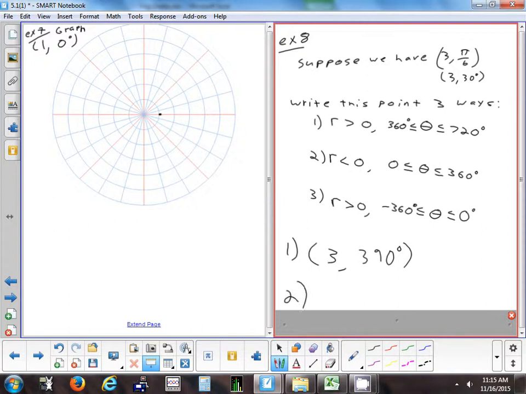All right, so for number 2, Paige, what does my radius have to be for number 2? Well, what do they want for a radius? They want R to be less than 0, yeah. Negative 3. Yeah, so it has to be negative 3.